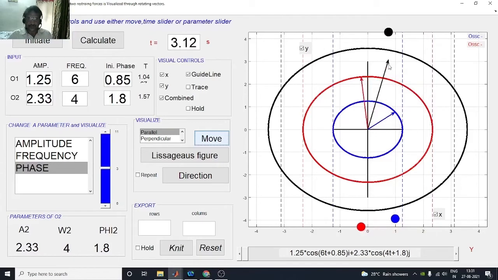So the tip of the vector is not going on a circle. That means it is no more a simple harmonic vibration in a strict sense. It will not be possible to describe this motion in 1 cosine omega t plus phi. That is the another meaning.